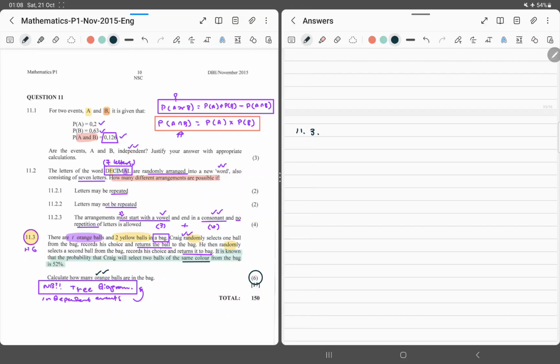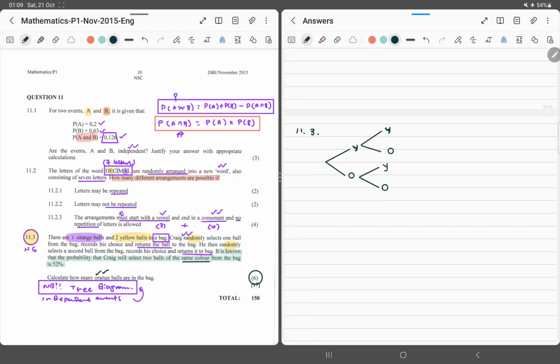So let's see. We need a tree diagram here to get around. First of all, from the bag, we can draw a yellow ball, we can put Y, or an orange ball, we can put it as O. The second draw can either be a yellow ball, or it can also be an orange ball. The same thing could happen if we followed this pattern. This one could either be like that or like that.